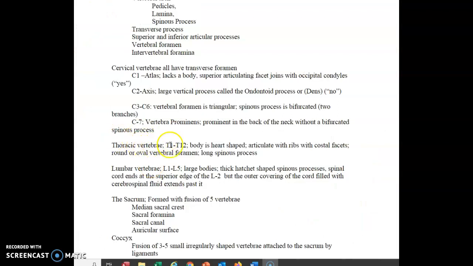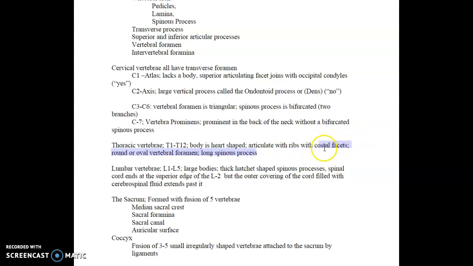Okay, the thoracic vertebrae, they're T1 through T12, so there are 12 of them. Their main characteristic is that they have rib attachment. This is where ribs attach to areas called costal facets. That would be the main characteristic. But there are some other characteristics that if you just picked up an individual one, you'd pretty much be able to tell it was a thoracic.